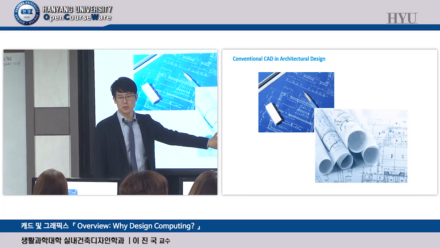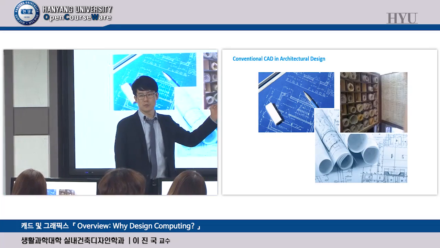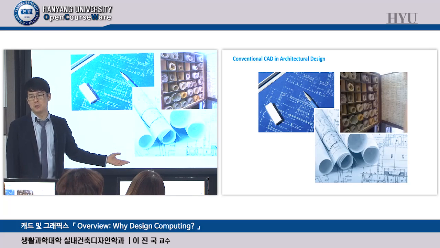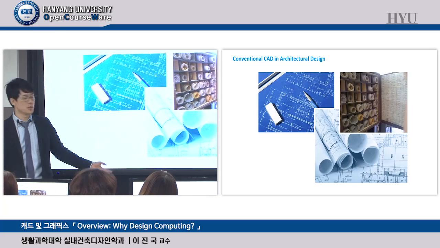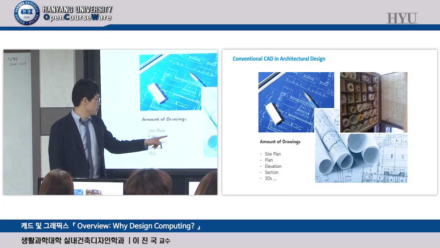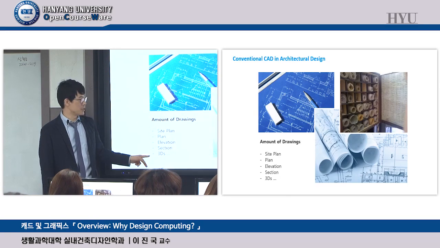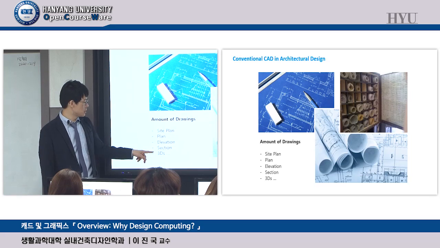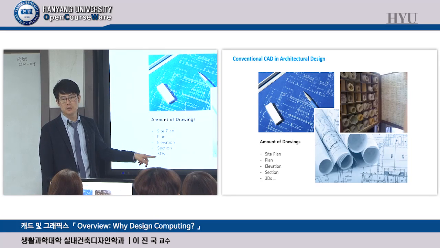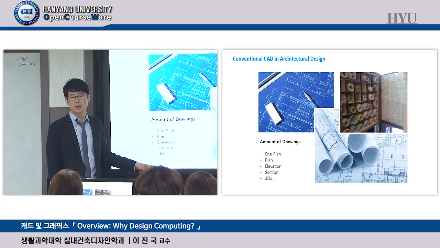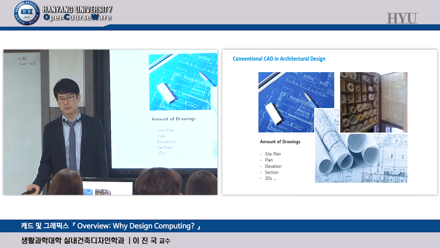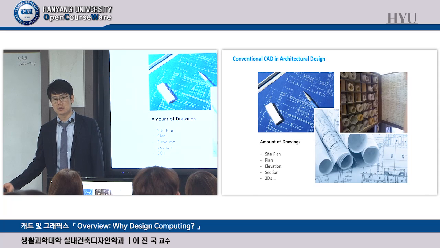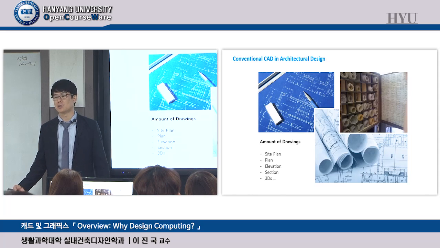Too many hand drawings. All these are conventional before computers. Amount of drawings, drawing types are here: site plan, floor plans, elevations, sections, and 3Ds. Isometric, axonometric, perspective, line drawing, renderings, photorealistic renderings, shaded renderings, and so on.